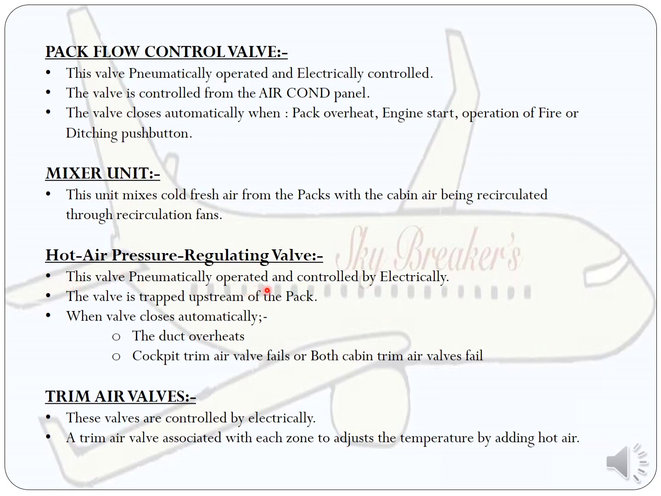Next one is the hot air pressure regulating valve. This valve is pneumatically operated and electrically controlled. The valve is located upstream of the pack, that is before the pack. The valve closes automatically when there is duct overheat, the cockpit trim air valve fails or both cabin trim air valves fail. Then this hot air pressure regulating valve closes.